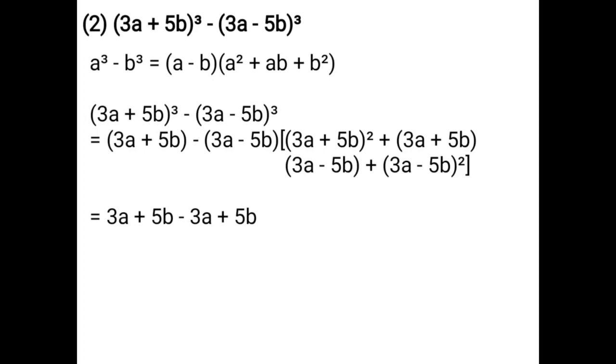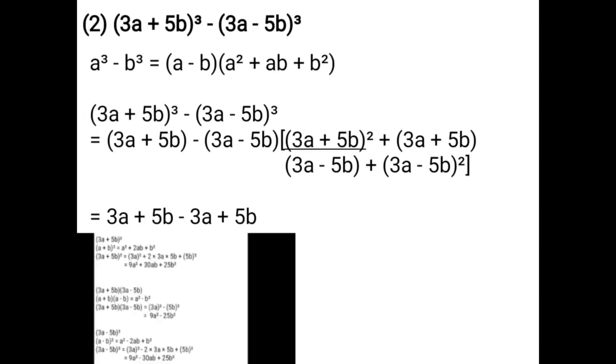Now in the second bracket, (3a + 5b)², you have to use the formula of (a + b)². I have already solved it here. (3a + 5b)², the answer is 9a² + 30ab + 25b². That you have to write in the bracket here.